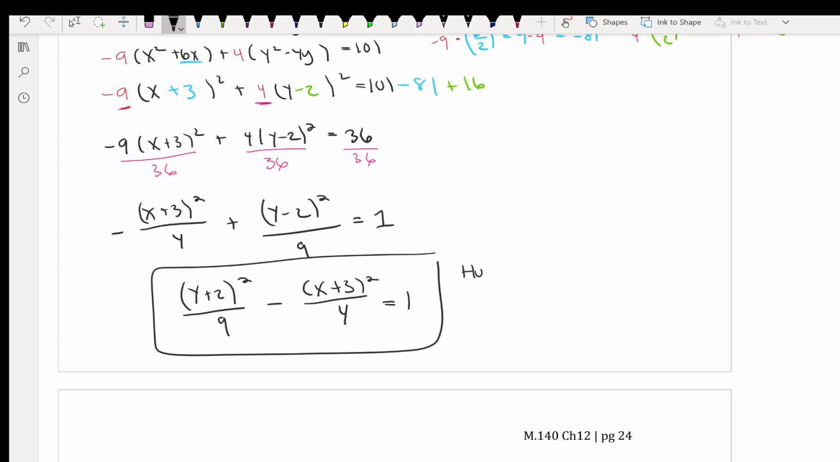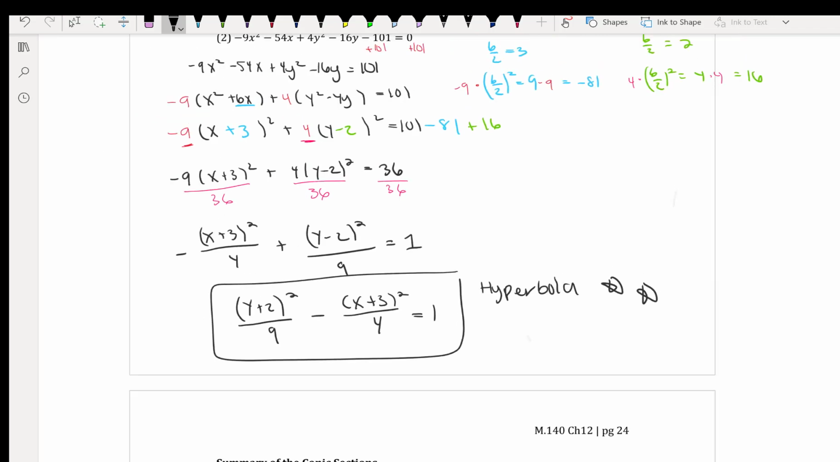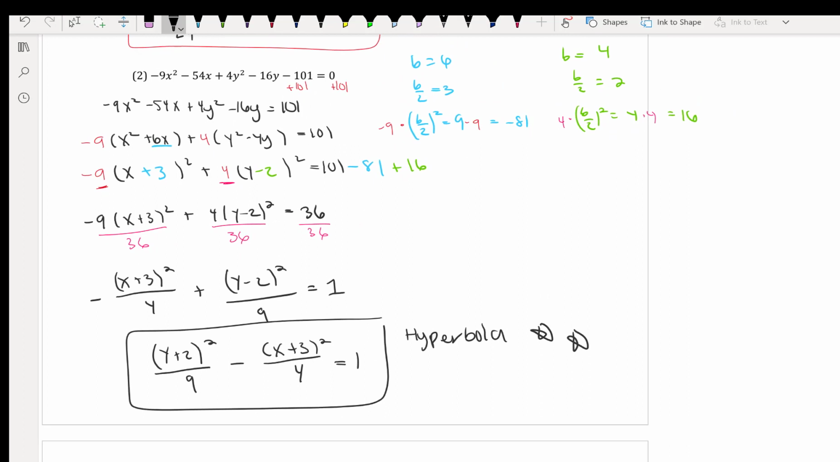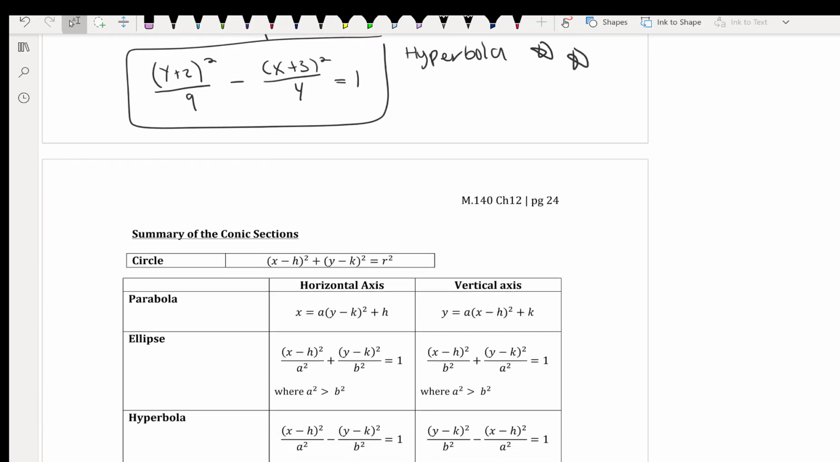So now this hyperbola makes a lot more sense. So this is a way better example than the one above. I do believe that in example number 1 there is an error, not with my work, but with the original equation. But for number 2, I definitely see the hyperbola there. I have the subtraction, it's equal to 1, and I have my y squared that came first. Okay.